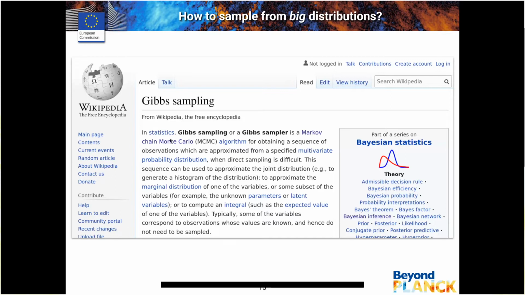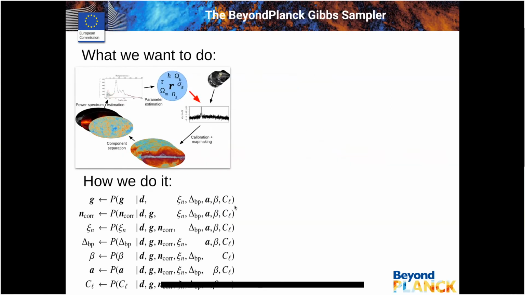So as I said, what we're trying to do is this full iterative pipeline. And what we do is, using Gibbs sampling, map out each of the independent variables in succession, holding all of the other ones fixed. So we map first the gain, holding all other variables fixed, and then the correlated noise, holding the gain and everything else fixed, and so on and so forth.